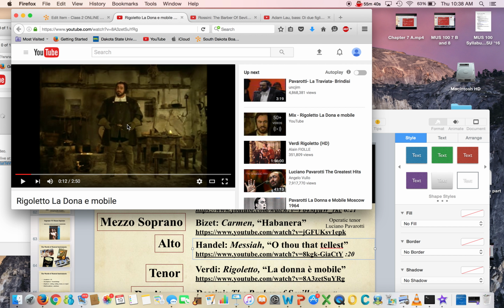The first man is a very famous tenor, Pavarotti, and he's going to sing from Rigoletto. This is the tenor. This is the highest male voice.